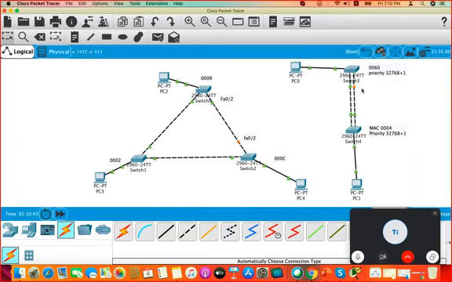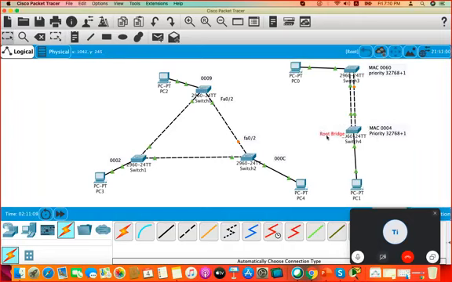If the priority is the same, then we move to the next criterion. The next criterion is comparison of the MAC address. The lowest MAC address will become the root bridge. So this is our root bridge. Switch 4 will become the root bridge.